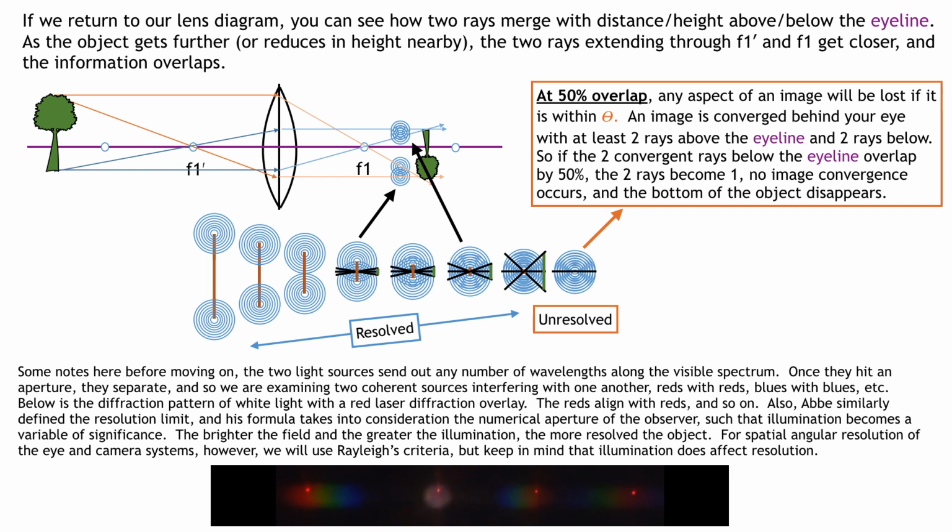So as you look through longer and longer amounts of atmosphere, let's say, the light that's coming to your observer, either your eye or your camera system, is becoming less and less, and things can get less and less resolved.